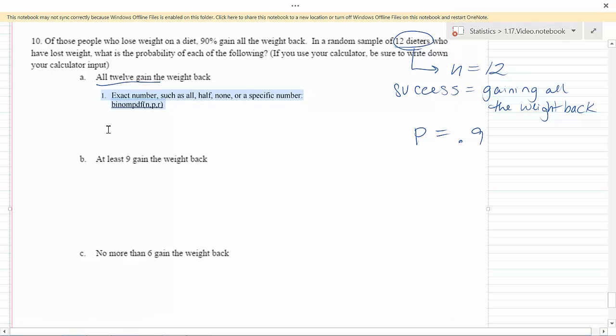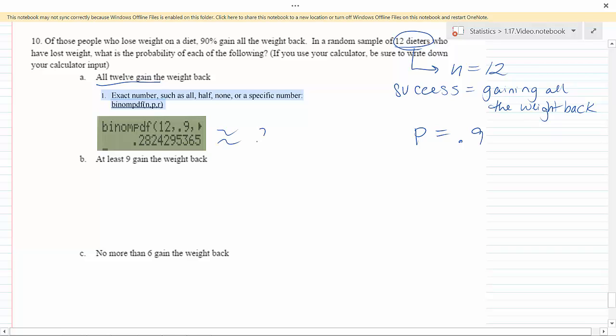Notice I am taking the time to write down my calculator input. Again, if something goes wrong in your answer, it's important that you've told me what your input was, and you'll actually be writing this by hand so that I can determine exactly maybe where you went wrong in your process, and so that I can assign you some partial credit.